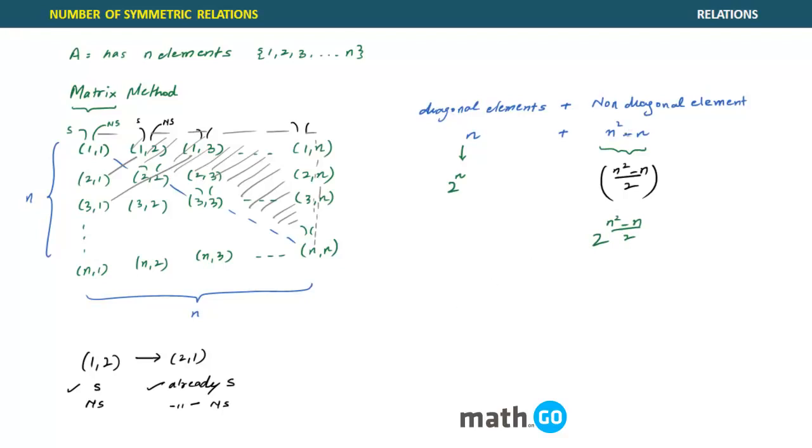So this is for non-diagonal elements, and this is for diagonal elements. What would your answer become then? The answer would be equal to 2 raised to power n multiplied by 2 raised to power n square minus n by 2. This is the answer we were looking for. And if you complete this, it will be nothing but 2 raised to power n square plus n by 2. This is the number of symmetric relations that you can take from a set consisting of n elements.